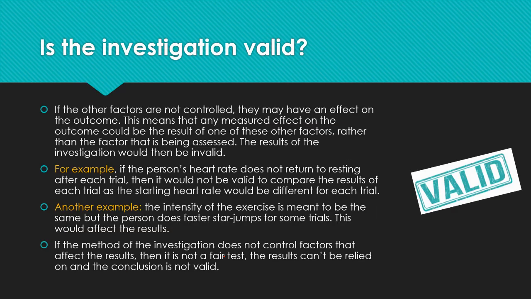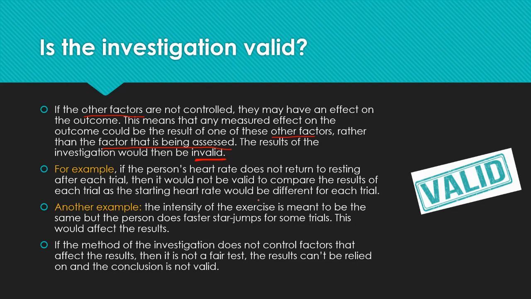Is the investigation valid? If these other factors that might influence the outcome are not controlled, they may have an effect on the outcome. This means that any measured effect on the outcome could be the result of one of these other factors, rather than the factor that's being assessed, the one you're trying to find out about. So the results of your investigation would be invalid. So this is if you didn't control the other factors.